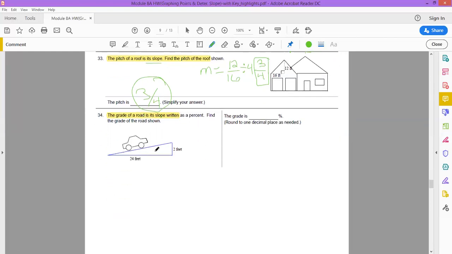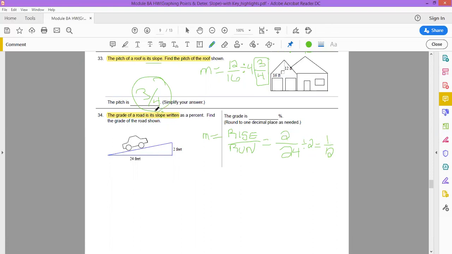Now let's look at number 34. The grade of a road is its slope written as a percent. So this time we're going to find the slope, which is, again, rise over run. Which would be equivalent to our rise going up to our run, the left to right is 24. Now both can be divided by 2. So we can simplify this to be 1 over 12.